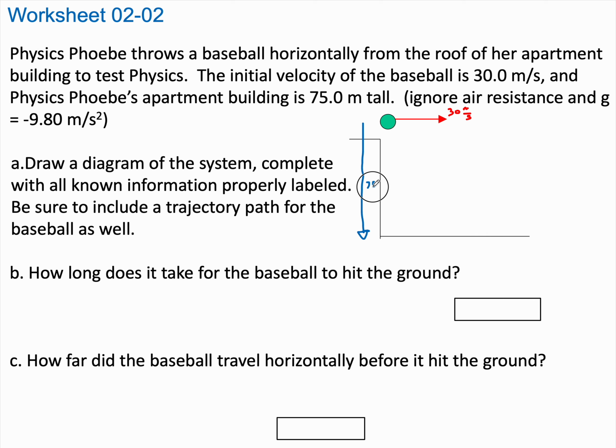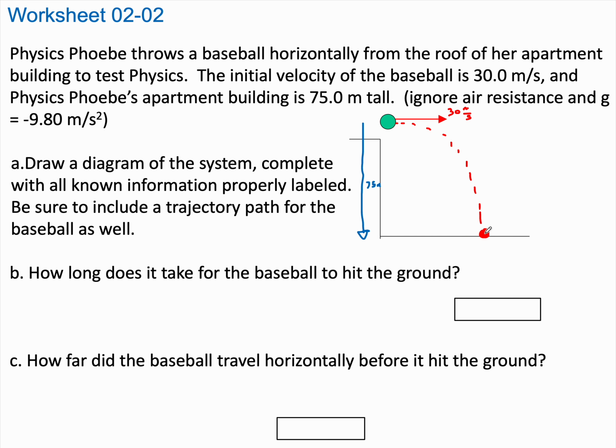If you work this one out, first of all, what's it going to look like? Include a trajectory path. The ball is going to do something like this. It's going to be traveling, and as it goes down, it forms a beautiful parabola, sort of like this, and going to land on the ground somewhere over here. How long does it take for the baseball to hit the ground?